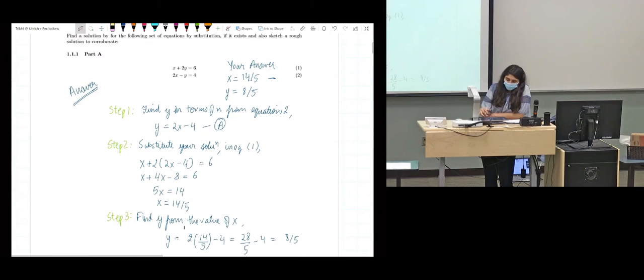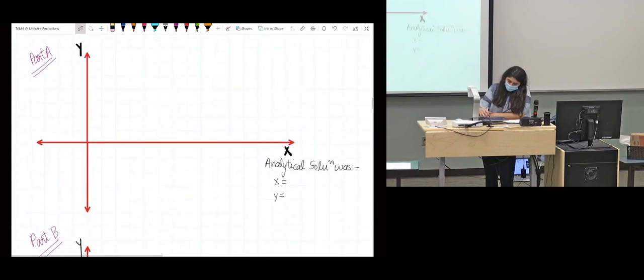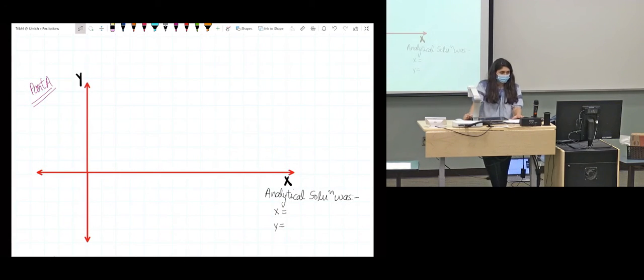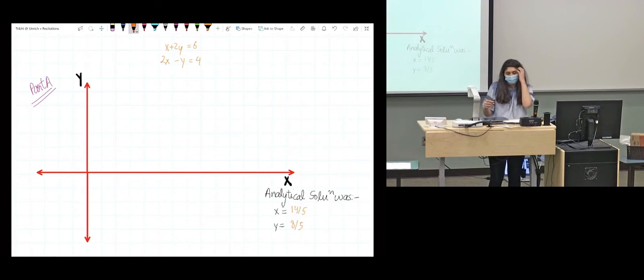And now we're gonna also try to sketch it on a graph. So let's go to a graph part of the problem. So let's try and sketch it, which is how, I think it's in one of our homework problems as well. So I'm gonna write our equation on top over here. So our equations are x plus 2y is 6 and 2x minus y is 4. And our analytical solution that we just found is x is 14 by 5 and y is 8 by 5. And now we want to see if we can get these same values by plotting them.